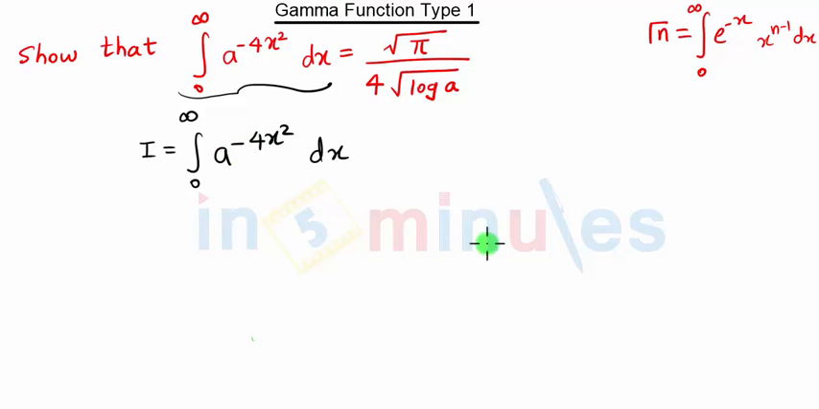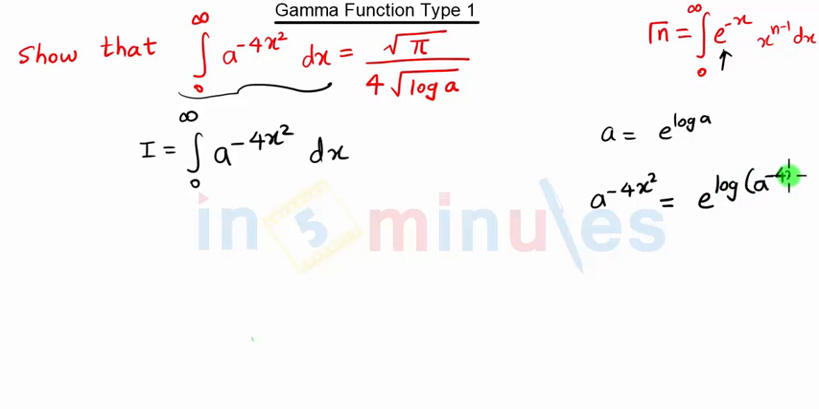So in gamma function we need something like e raised to minus x, and we do not have an e raised to term here. So what we are going to do, we can represent this term as e raised to something, as we know that a is nothing but e raised to log of a. Similarly, a raised to minus 4x square will be nothing but e raised to log of a raised to minus 4x square. And again we are going to apply the property of log.